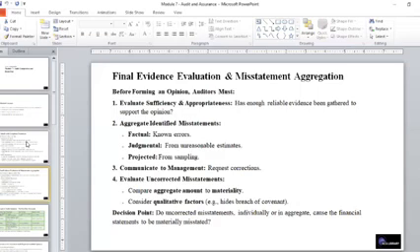And the decision points. The question that needs to be answered: do uncorrected misstatements, individually or in aggregate, cause the financial statements to be materially misstated? This is very important. It forms the decision to be made.